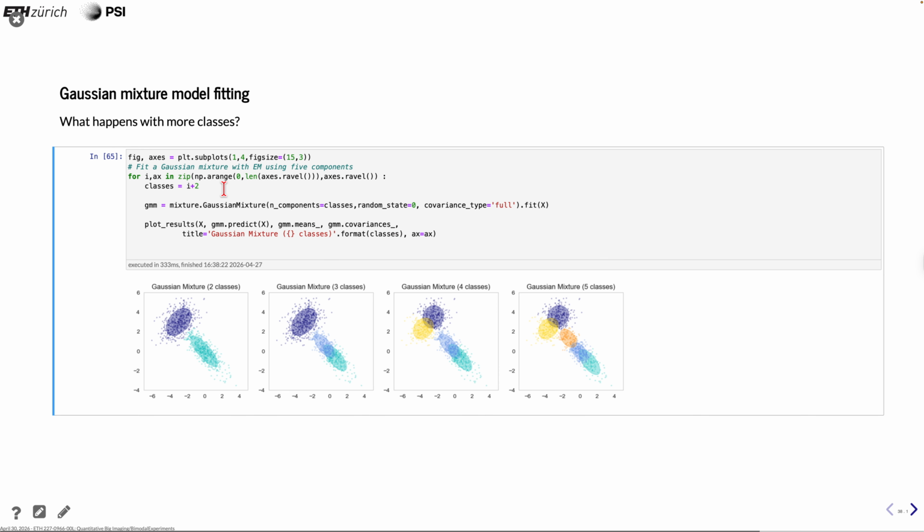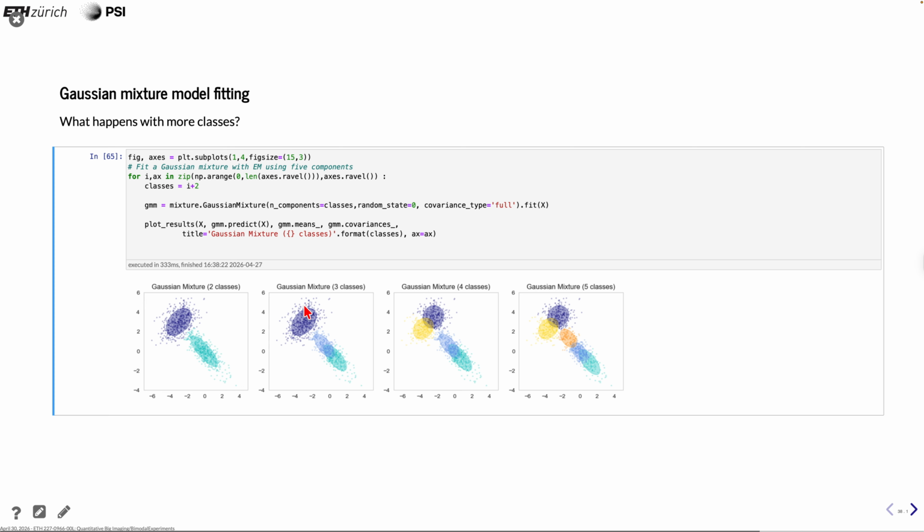For that, there are already tools that we can use in scikit-learn, for example. Here we say we have a Gaussian mixture model, and we want a certain number of classes. Then we set the random state, and we fit this data. What I do here is try to fit 2 classes, 3 classes, 4 classes, and 5 classes. With 2 classes, I think we have a pretty decent fit already. But let's look further on.